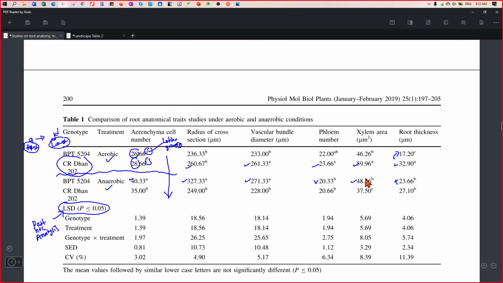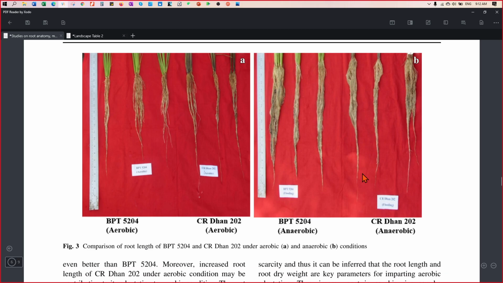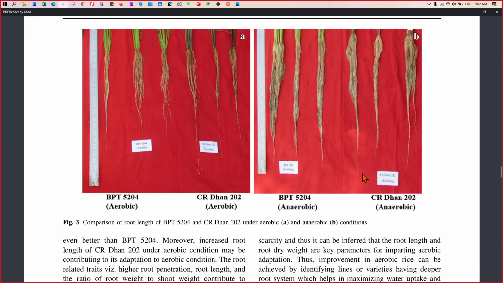They also give us the figure. Yes, the authors give us the figure as well. You can see that under aerobic condition, for the CR DHAN, can you see the root here? It's all the way here. So it's a bit longer than the BPT in aerobic condition.